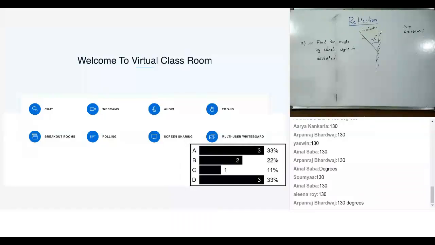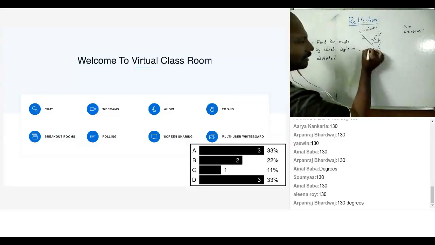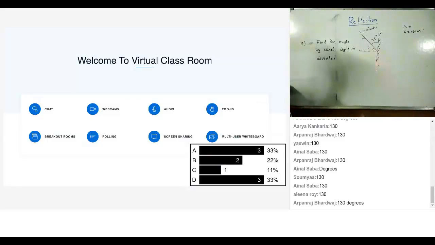Fine. So the first objective here is to find the angle of incidence. What is the angle of incidence here? This is the angle of incidence. Can I say angle of incidence plus 25 equal to 90 degrees? So I equal to 90 minus 25, that is equal to 65 degrees. Is that fine? So the angle of incidence is 65 degrees.